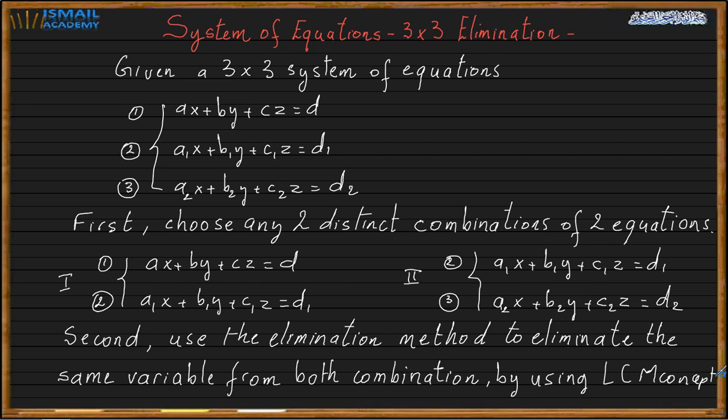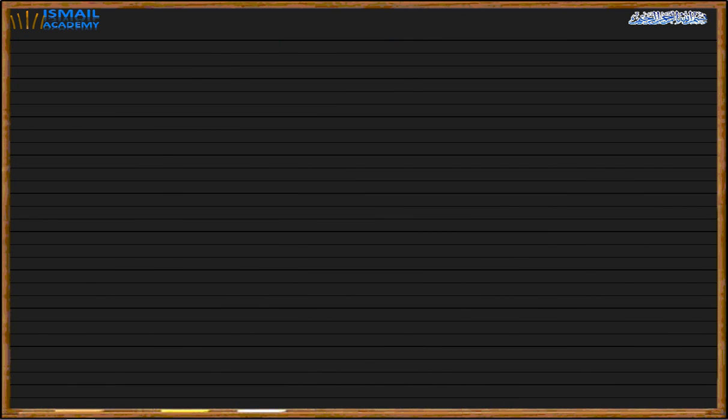So that's the idea behind it. Idea here, pick my system first: a1x plus b1y plus c1z equal d1. This is my first equation. My second is the second and the third.